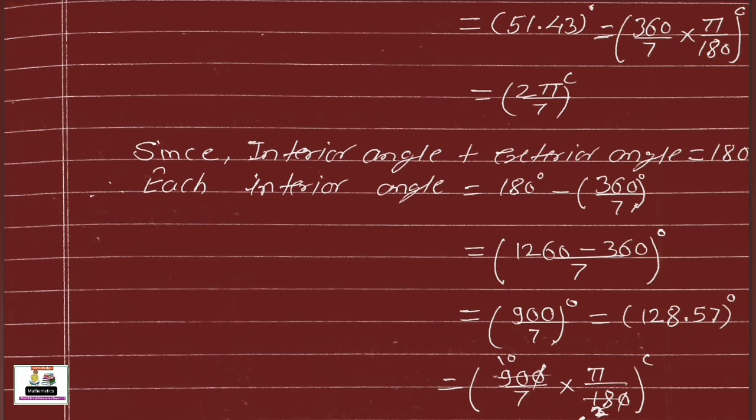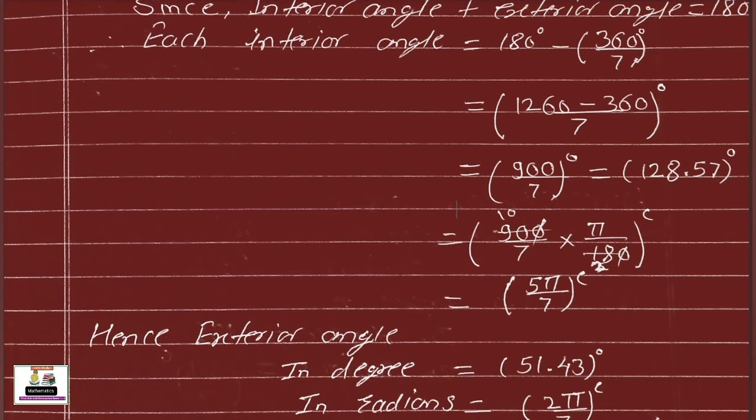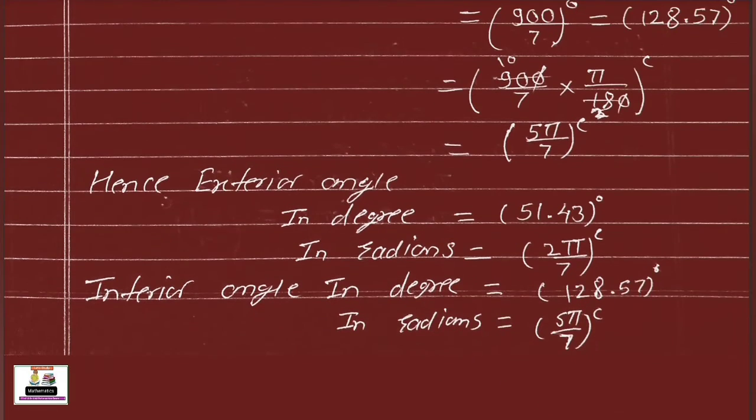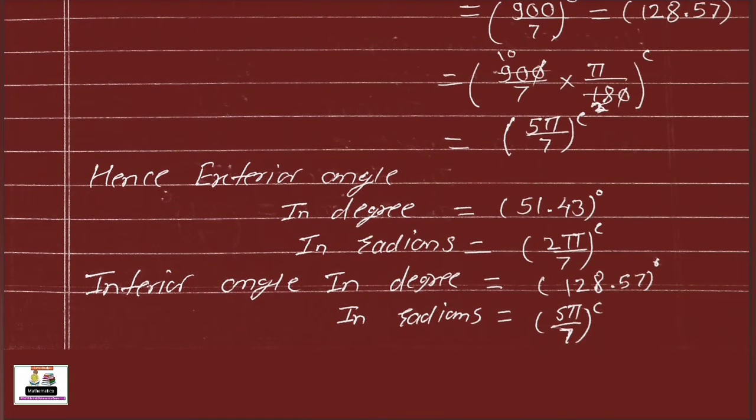This is in degrees. To convert into radians, multiply by pi by 180, and here this angle is 5 pi by 7 radians. Now write down the exterior angle and interior angle. The exterior angle in degrees is 51.43 degrees, in radians 2 pi by 7 radians. The interior angle in degrees is 128.57 degrees, and in radians 5 pi by 7 radians.